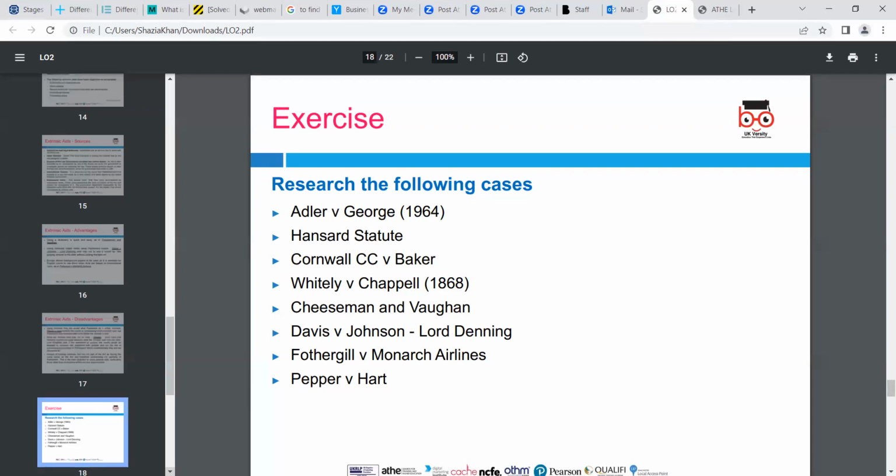Case of Adler and George, 1964. Look at Hansard statute. Look at the case of Cornwall CC and Baker. Whiteley and Chappell, 1868. Cheeseman and Vaughan. Davies and Johnson, what Lord Denning stated in that case. Also look at Fothergill and Monarch Airlines and Pepper and Hart, which I identified a little bit in regards to the facts of the case just previously.